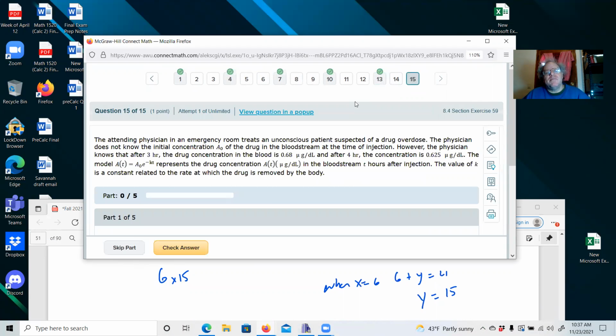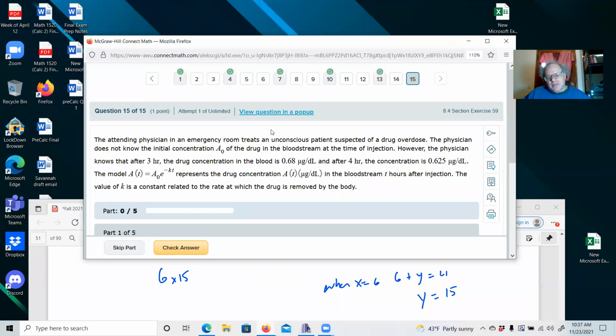Let's do this one. I like this one, so this is a good one to deal with. We have an initial concentration that we don't know. Somebody probably injected a drug into themselves, and we have no idea what the amount is. But after 3 hours, the drug concentration is 0.68 micrograms per deciliter, and after 4 hours, the concentration is 0.625. So maybe we could find at least the amount that was started with.